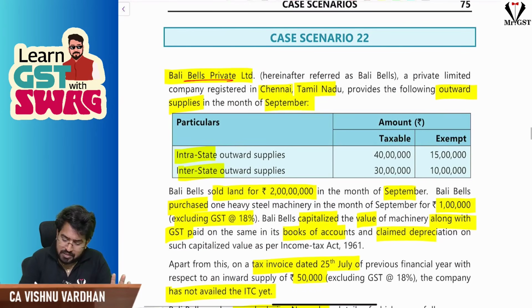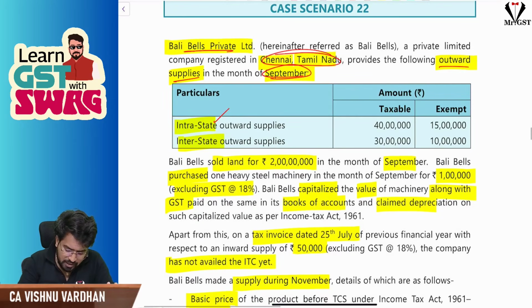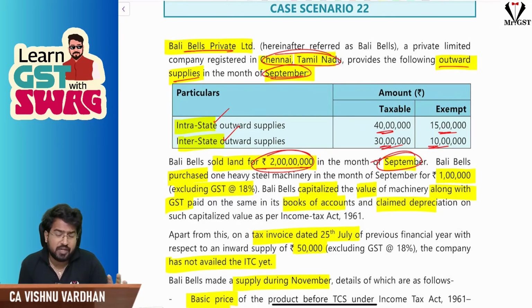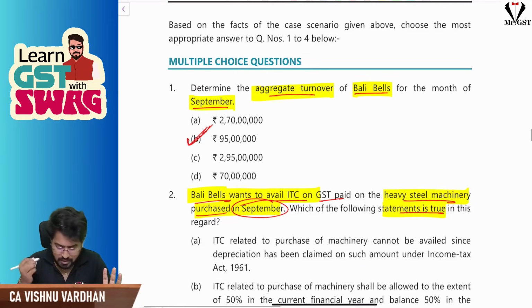Bali Bills Private Limited is a company registered in Chennai, Tamil Nadu, providing the following outward supplies for the month of September. September month aggregate turnover you should calculate if you remember. They have provided interstate details, taxable, exempt, taxable, exempt. Aggregate turnover means taxable, exempt, everything will be added. And also they have sold land of 2 crore in the month of September. Okay, only these are the information with respect to sales of September month. And if you see, land which is sold is neither supply of goods nor supply of services. It will not be added to aggregate turnover. It is Schedule 3 item. So 40 plus 30, 70, 70 plus 25, 95. 95 lakh is the only aggregate turnover here. So option B is the correct answer.